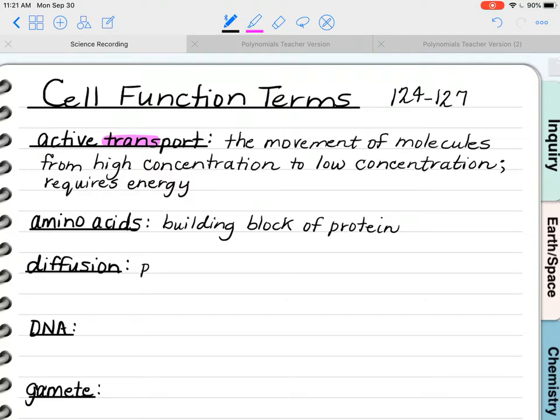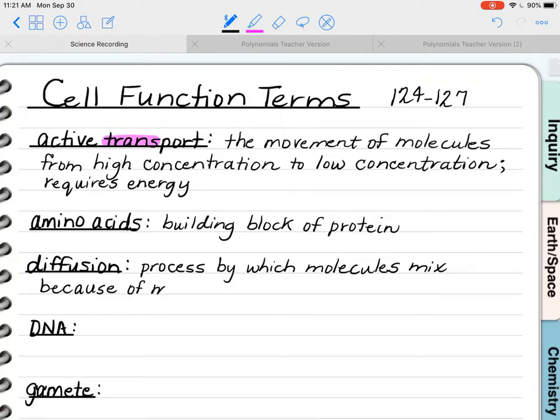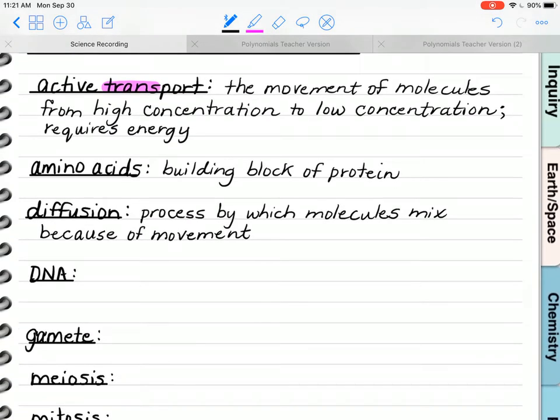Diffusion is a process by which molecules mix because of movement. And I couldn't believe that I didn't leave somewhere for us to define DNA, and here it is. I knew that we should. We've already talked about DNA as deoxyribonucleic acid. DNA is a molecule that carries a genetic code.